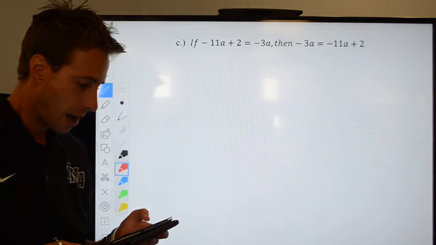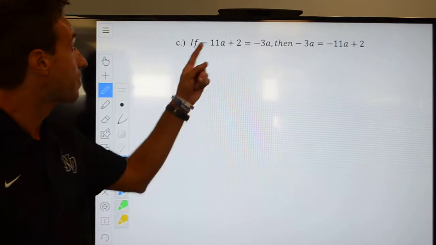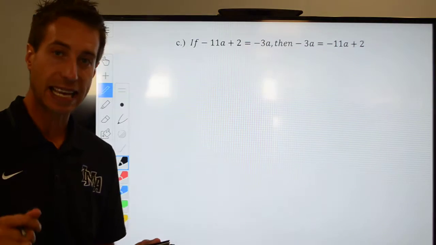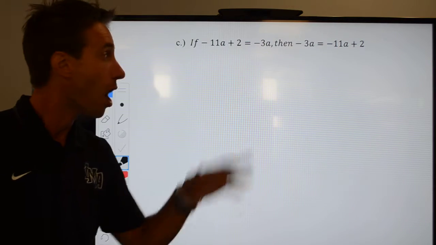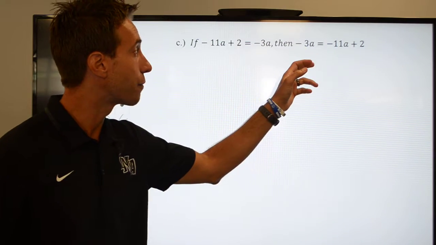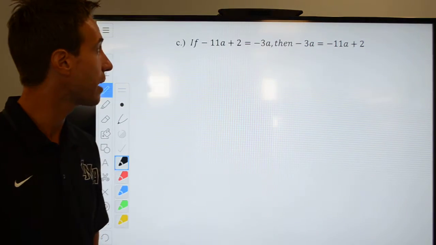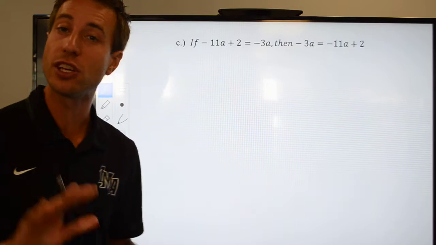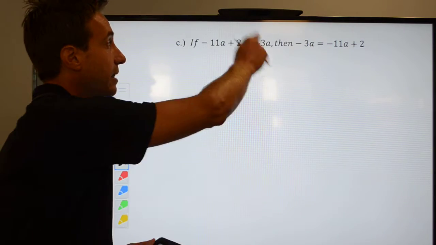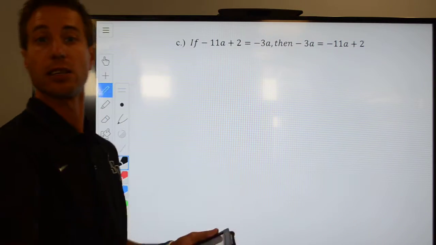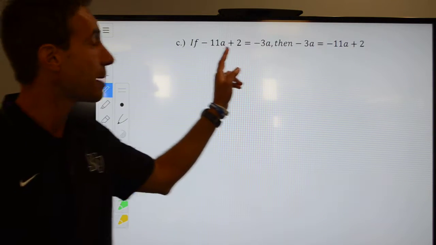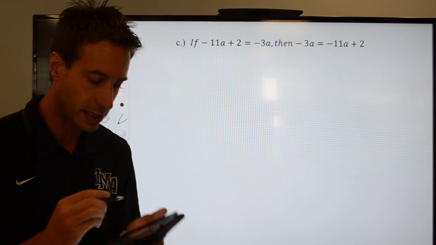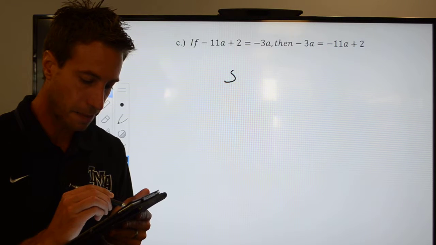Let's go ahead and jump down here now to this last one, see what we've got going on here. So if minus 11a plus 2 is equal to negative 3a, I then tell you negative 3a is equal to minus 11a plus 2. Hey, those are exactly the same equation. The only difference is I've taken the negative 3a, moved it to the right, and the minus 11a plus 2, I've taken it from the right-hand side and moved it to the left-hand side. Well, that is simply our symmetric property.